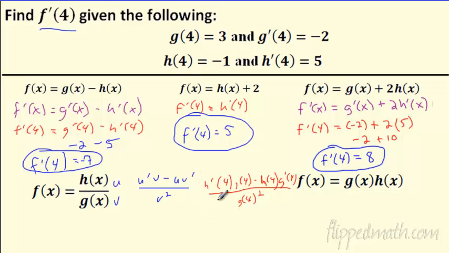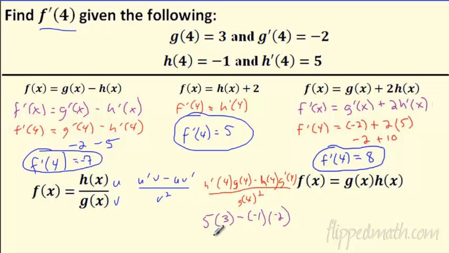Let's plug and chug. Let's put some numbers here. So h prime of 4, I can't even read my own writing. I hope your handwriting's nicer than mine. The h prime of 4 is what? It's 5, so I got a 5. Then I'm going to times that by the g of 4, which is 3. And then I got the h of 4 over here, which is negative 1, and I've got the g prime of 4, which is negative 2.